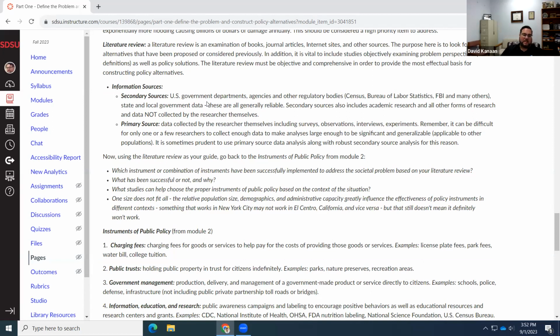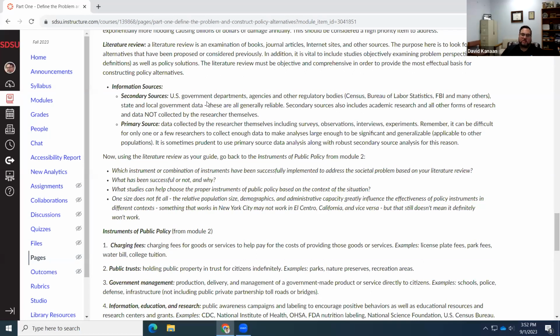Information sources, secondary sources, despite the name, you think secondary, use them second, are actually probably one of the prime sources of data. And these are from US government departments, states, different agencies, etc. Meaning secondary, the only reason it's called secondary is because they've already collected the data and they have massive budgets and resources to do so.